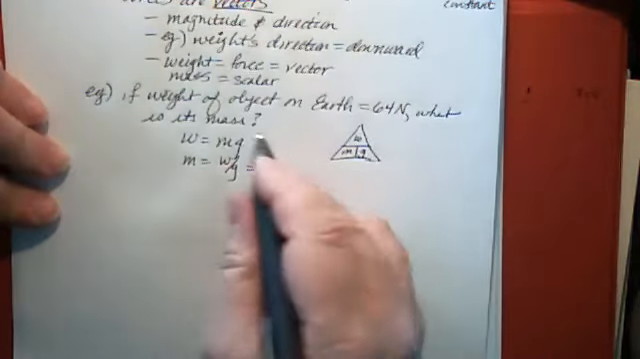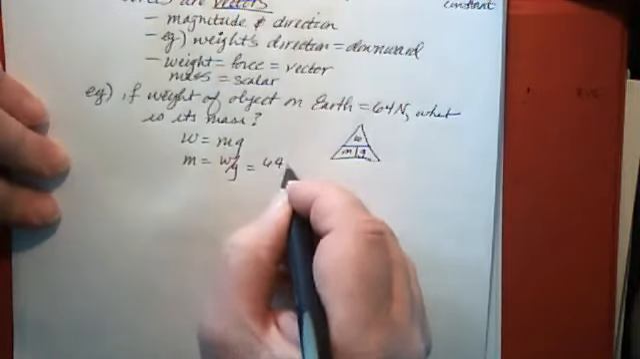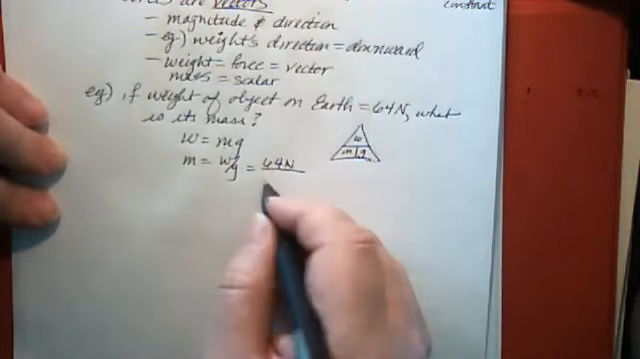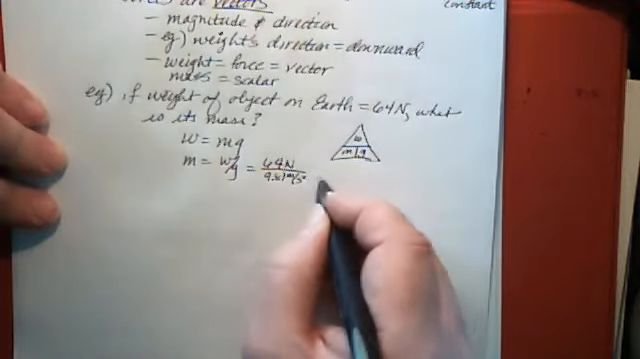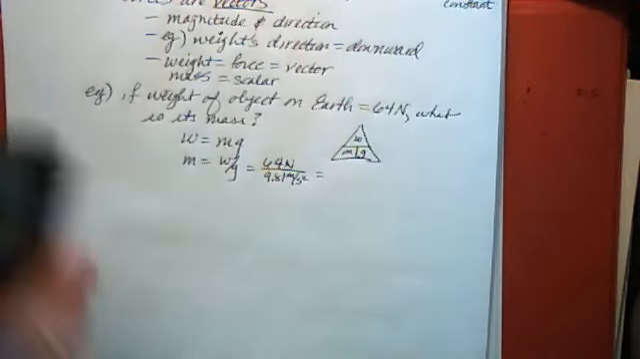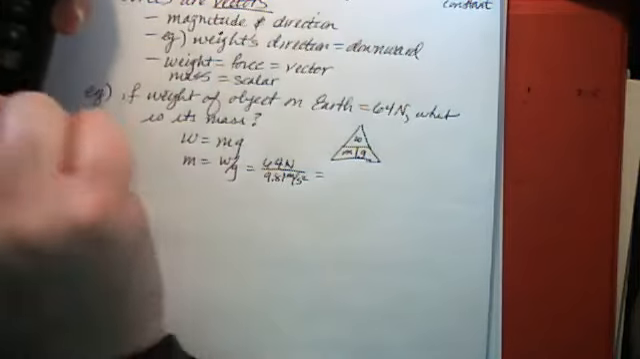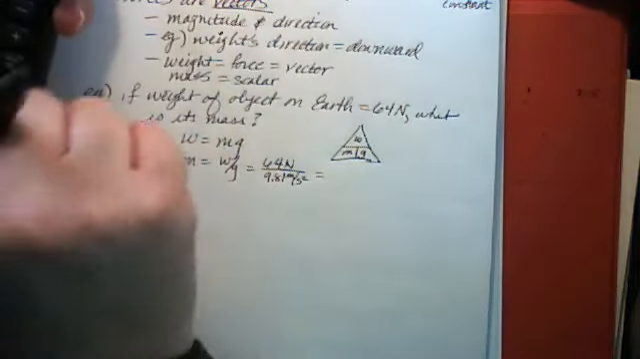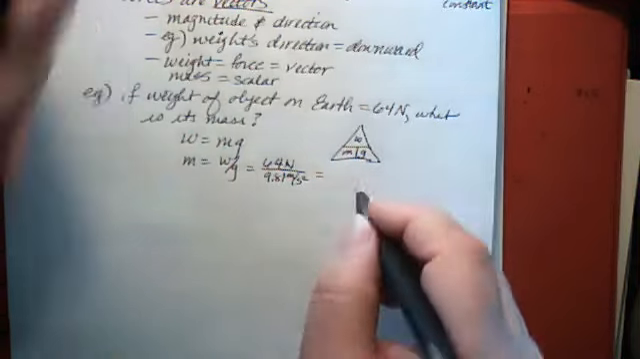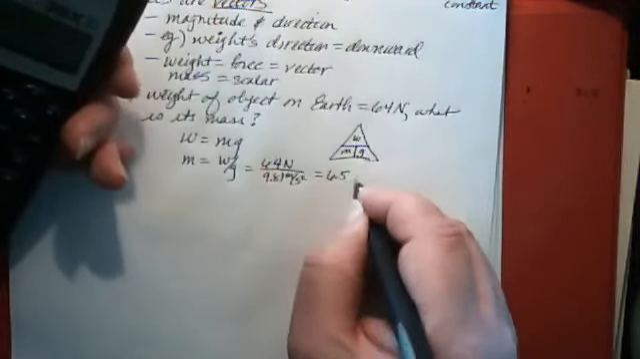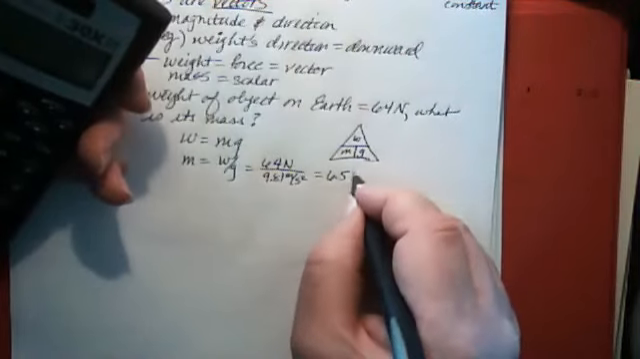Okay, so the weight is 64 newtons, and gravity is 9.81 meters per second squared, and 64 divided by 9.81 is 6.5, and that will be kilograms.